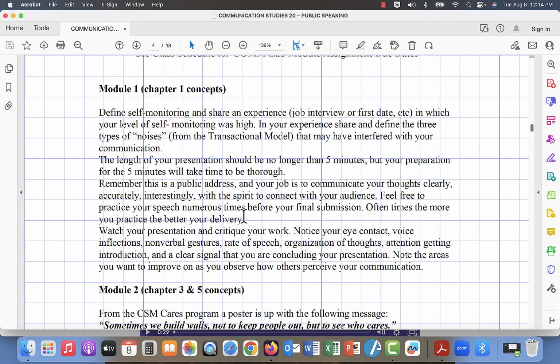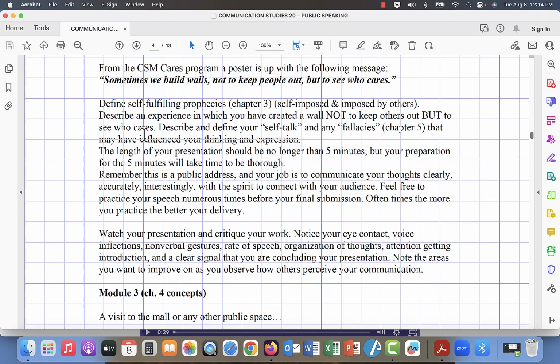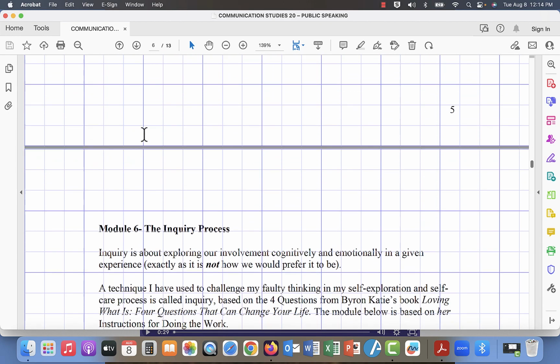Then, I also want you to define 3 types of noises from the transactional model. So in chapter 1, there's a thing called the transactional model, and there's a section there that talks about the noises. I want you to identify them, define them, and then provide your example as to how all that supports the theories we're pulling from the textbook. The same principles apply from modules 1 through 7. You take textbook definitions, you provide examples that answer the prompt, and you should be in good shape.